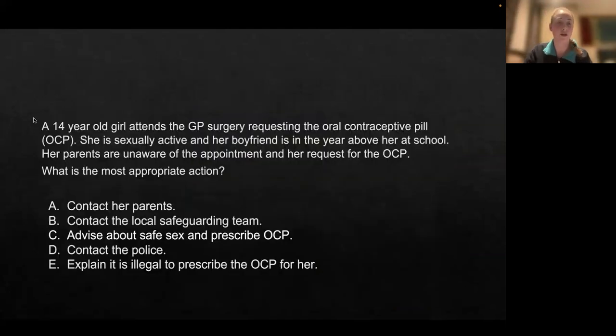Okay, so next question. A 14-year-old girl attends the GP surgery requesting the oral contraceptive pill. She's sexually active and her boyfriend is in the year above her at school. Her parents are unaware of the appointment and her request for the oral contraceptive pill. What is the most appropriate action?